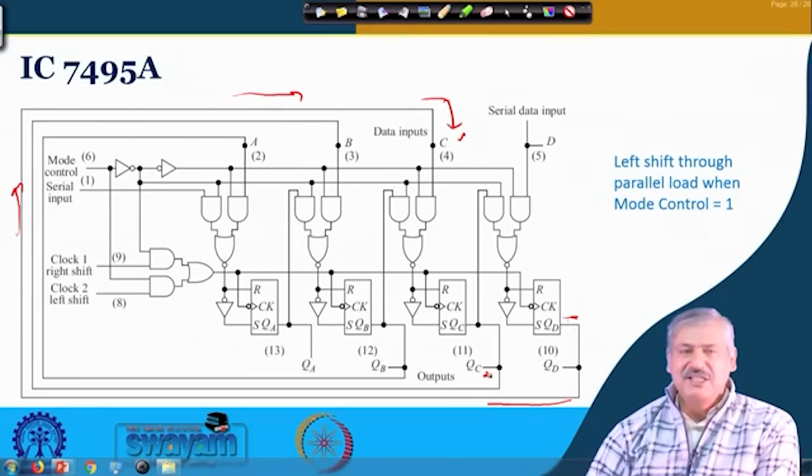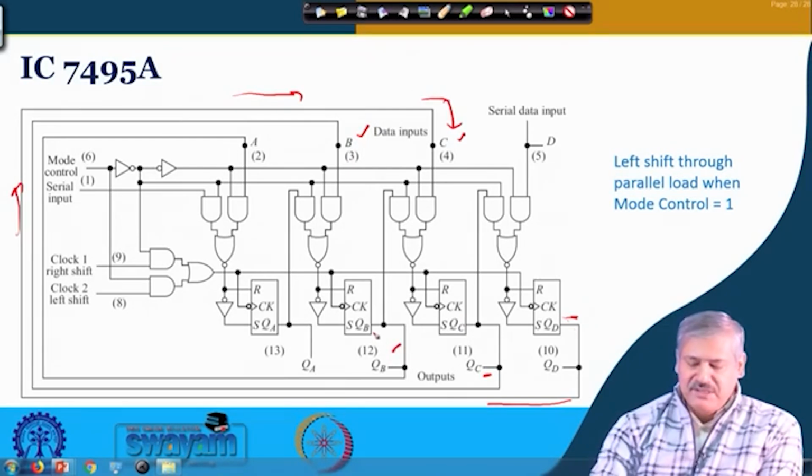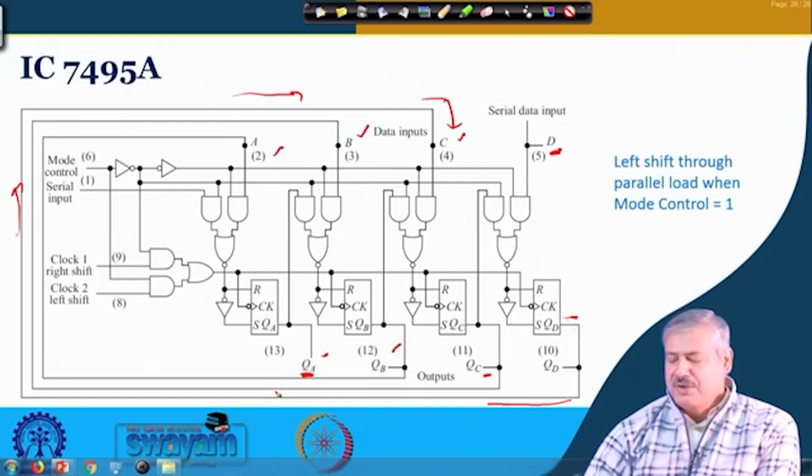Similarly, QC is connected to B input. Parallel load input is there for the flip flop B. So, QB is connected to A, and QA is there as the final output, okay. So, serial data in will be coming through D and serial data output will be through QA, okay. So, how it is happening?